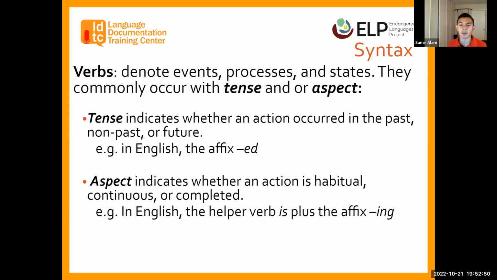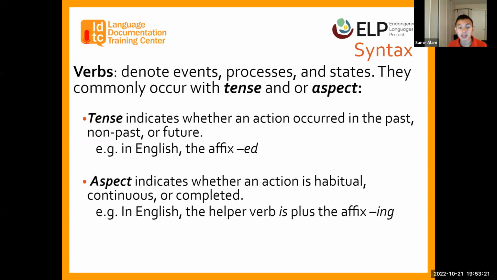Aspect is a little bit of a more abstract concept, at least for me to think about, but we can think about whether an action is habitual, ongoing, or completed. So in English, with the helper verb, we can say I am walking, I was walking, those are all continuous actions. I have walked, I had walked, talk about the action having been completed, right?